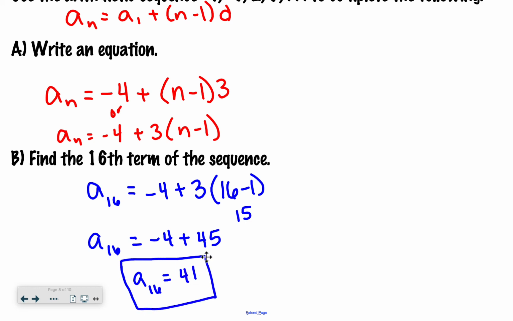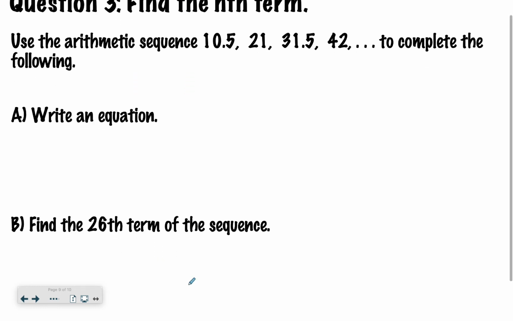And that's how I would solve that problem. Okay, so I wrote an equation, and then I solved for the 16th term. I highly recommend having an example like this written down. All right, now, your turn.